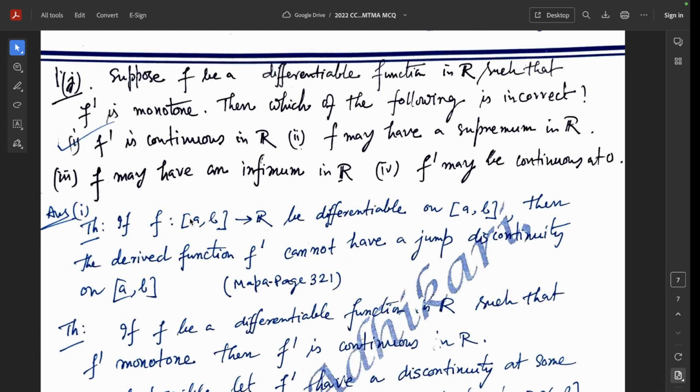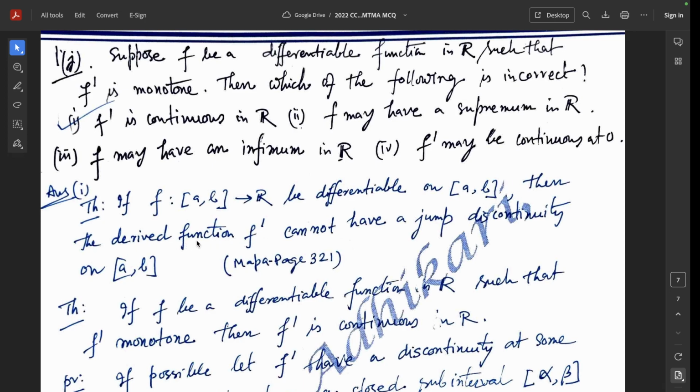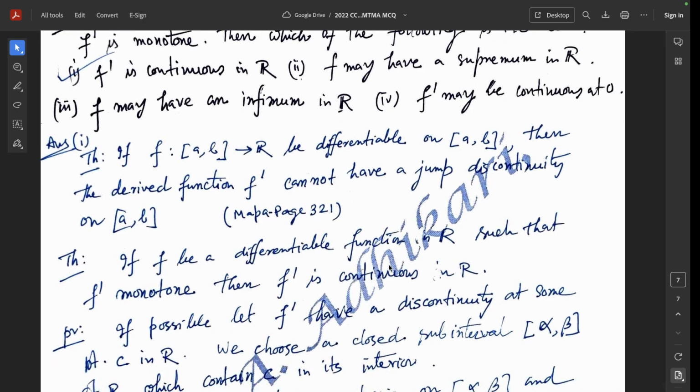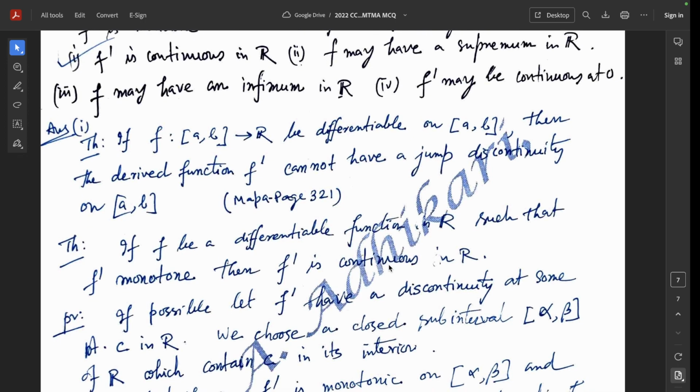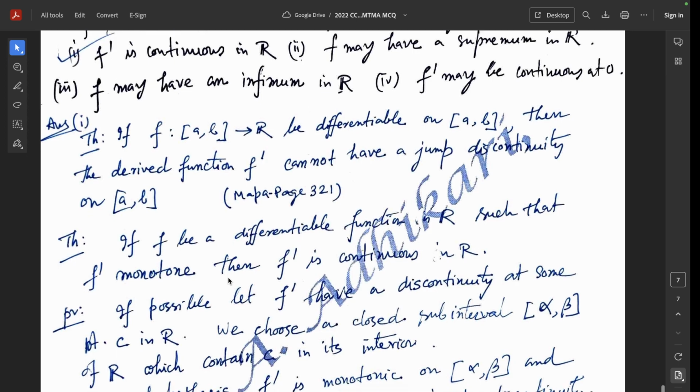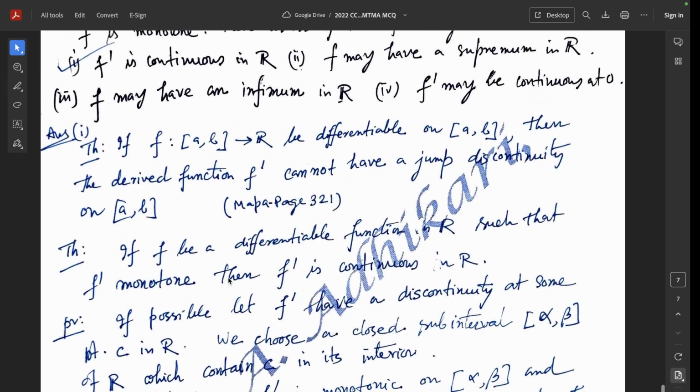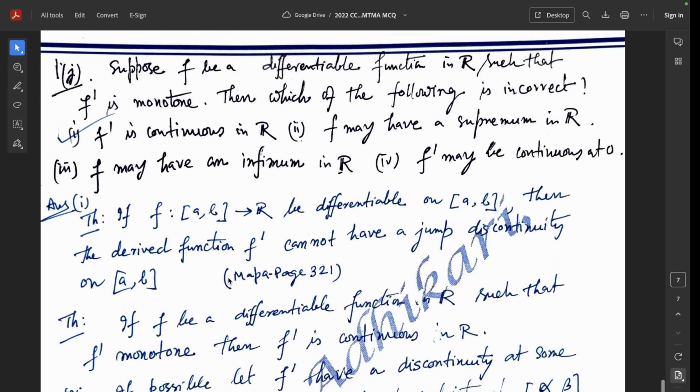If f maps from the closed interval [a, b] to R and is differentiable on the closed interval [a, b], then the derived function f' cannot have a jump discontinuity on the closed interval [a, b]. This is the theorem on page number 321. And the theorem says, if f is a differentiable function in R such that f' is monotone, then f' is continuous in R. So this statement, f' is continuous in R, is a true statement, not the incorrect one.